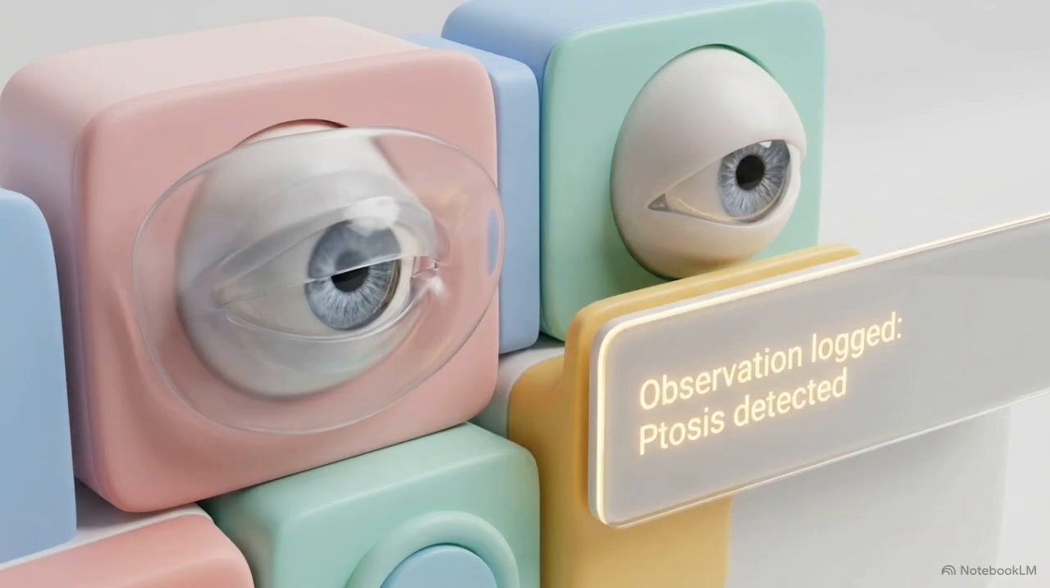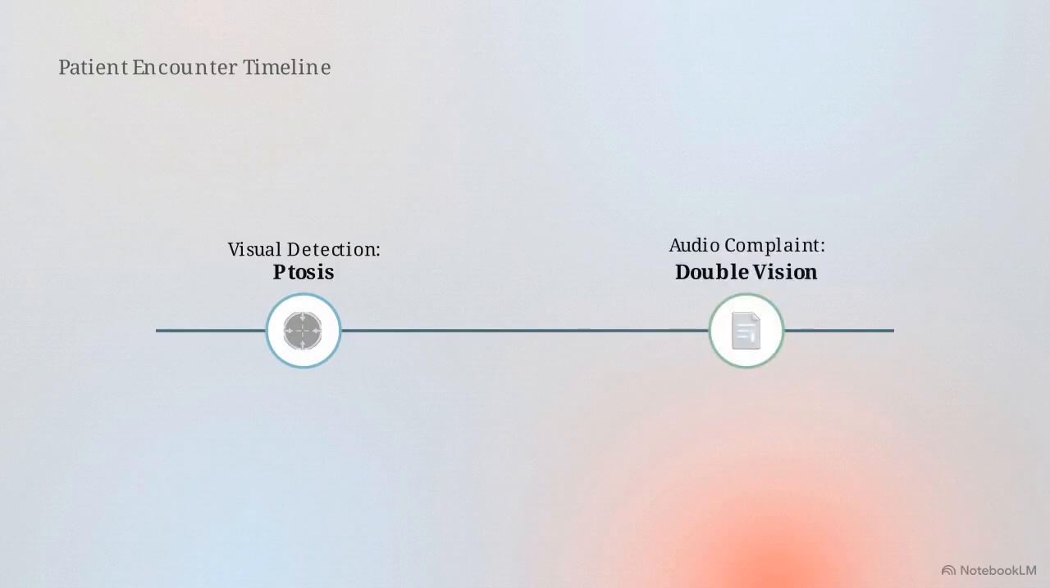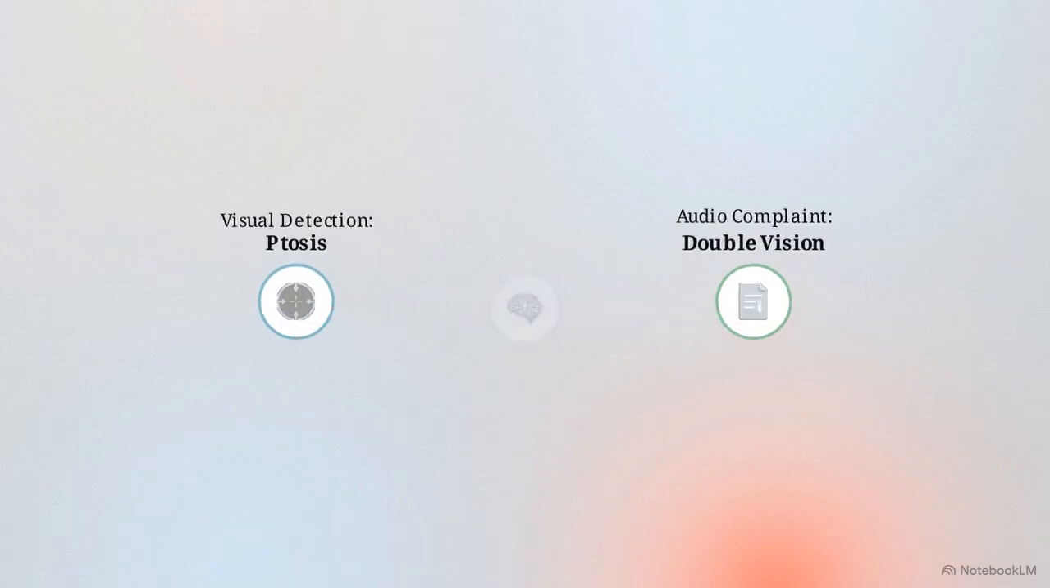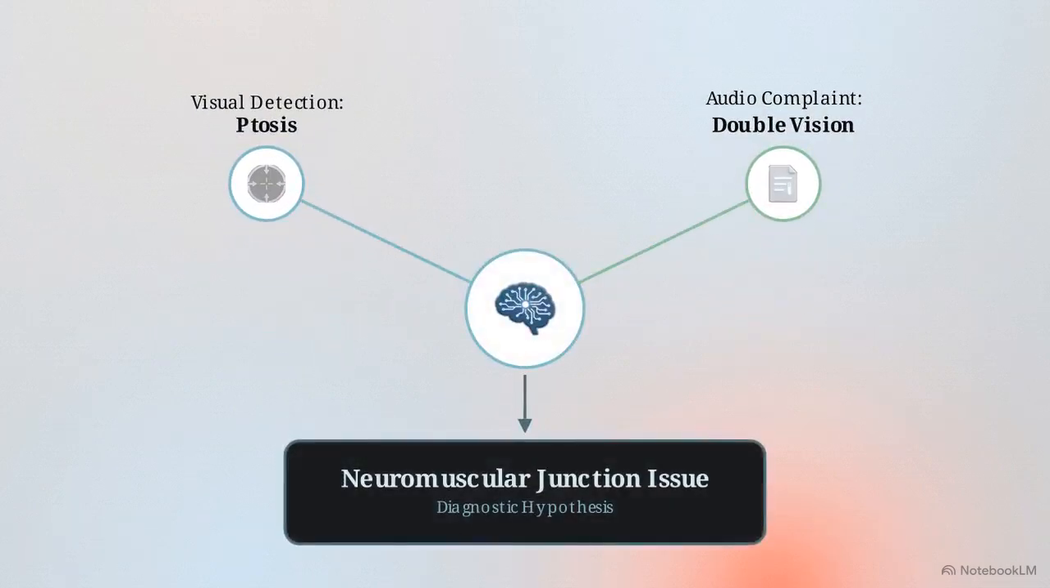The AI's thought log, shown on the right, records a specific observation. I see the patient's eyelid is drooping. The system registered this mild ptosis, or eyelid droop, through the camera before the patient mentioned it as a complaint. The model's reasoning trace shows it immediately linking that visual sign to the patient's later mention of double vision.